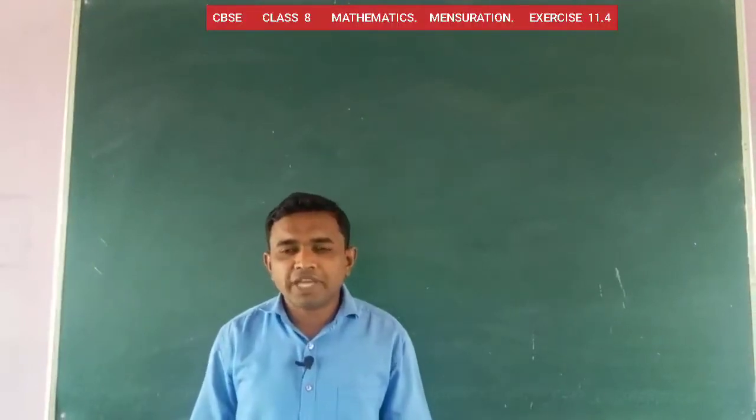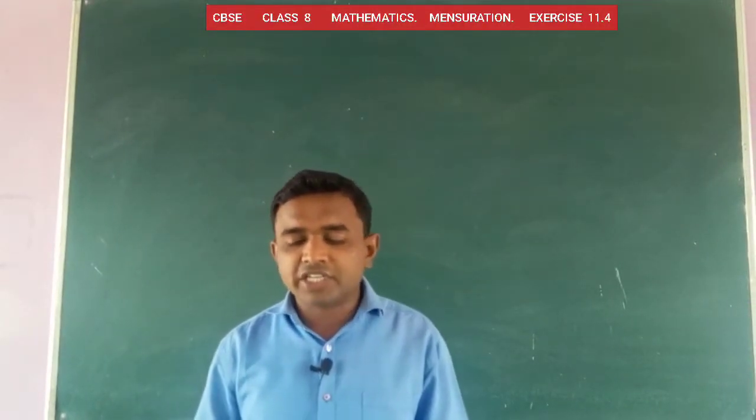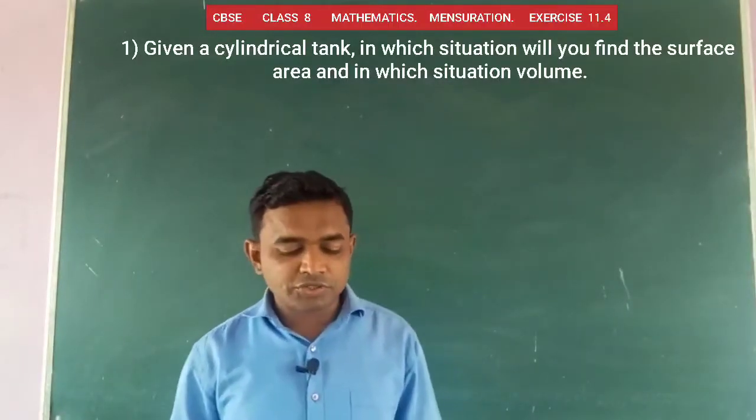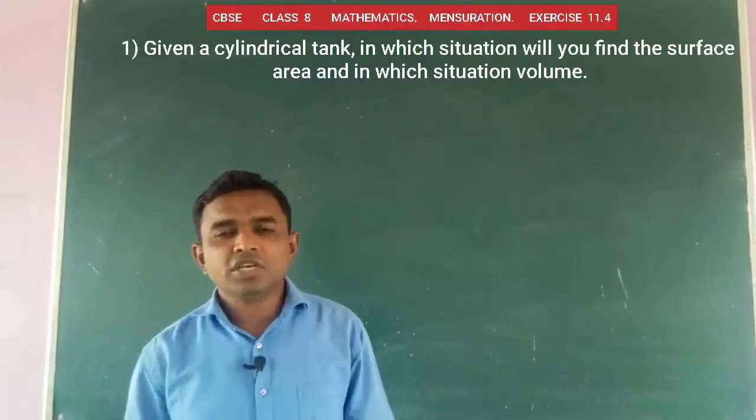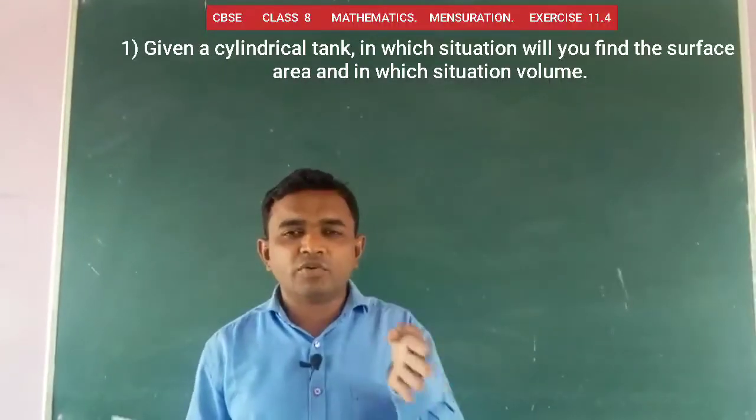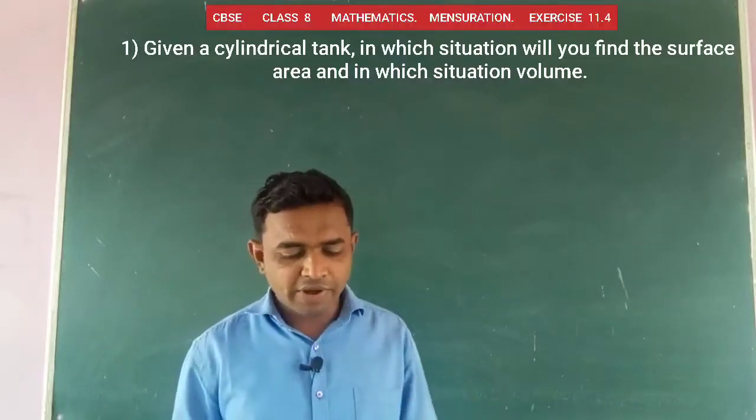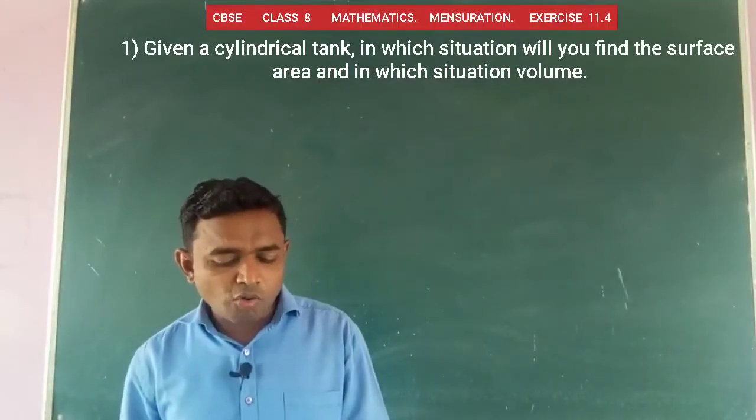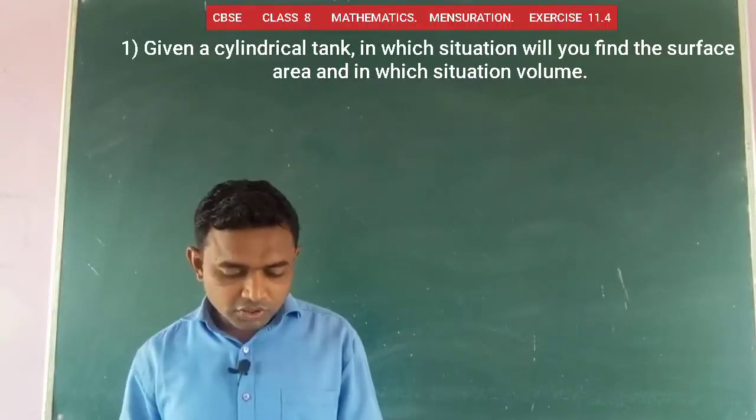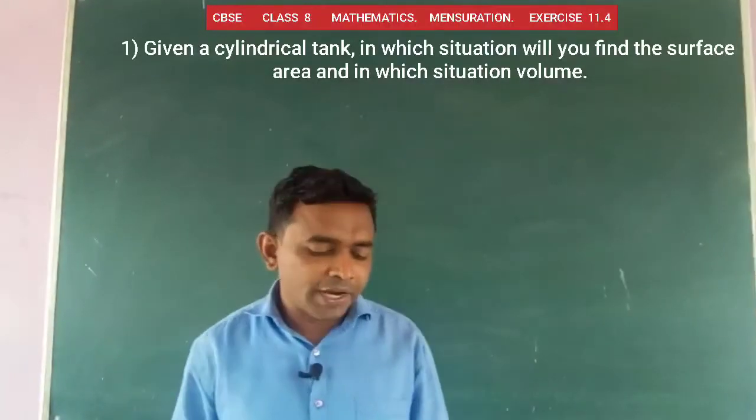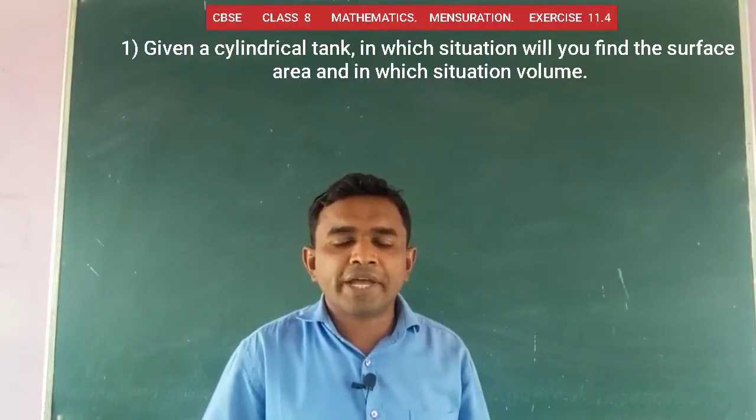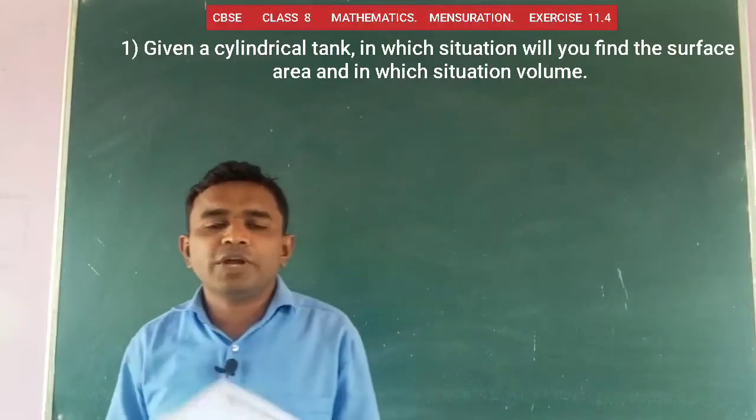The first question of exercise 11.4 is: given a cylindrical tank, in which situation will you find the surface area and in which situation will you find the volume. Means a cylindrical tank is given with some conditions, and we have to find out when the volume is found and when the surface area is found. Number 1, to find how much it can hold, that means the total material occupied by this cylindrical tank, at that time we have to find the volume.